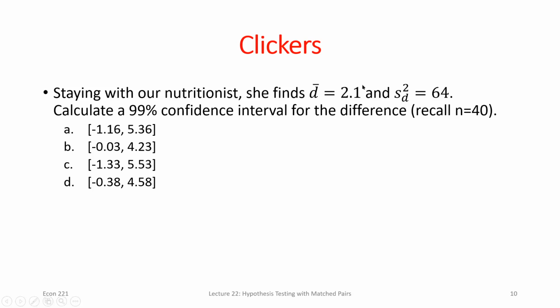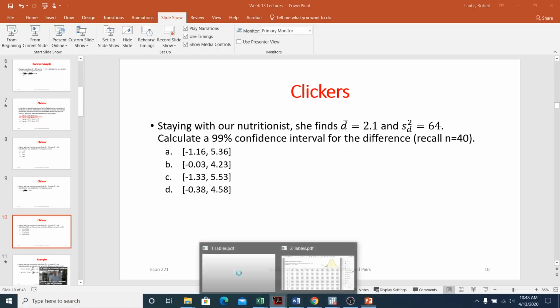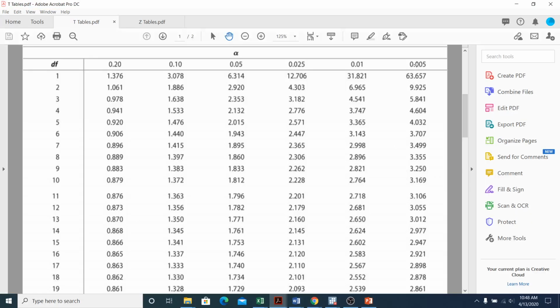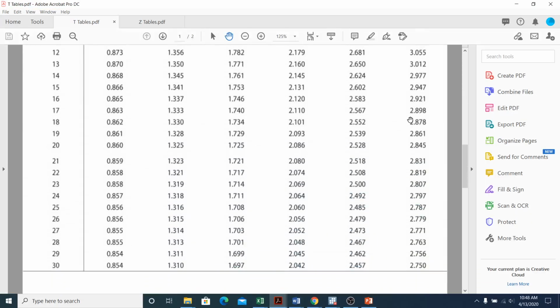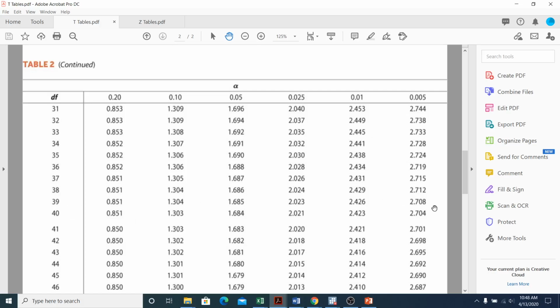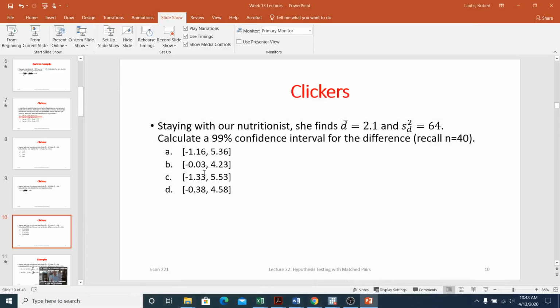So 39, and my alpha is what? 1% outside the interval, so 0.01 is my alpha. But I have to look up alpha on both sides of my confidence interval. So instead of looking up 0.01, I look up half of that. So 0.01 divided by 2 is 0.005. So you go to this t-table, 0.005, degrees of freedom 39, and it's 2.708.